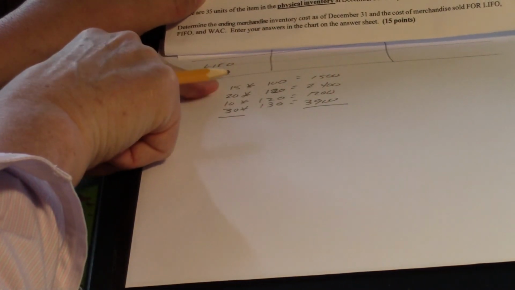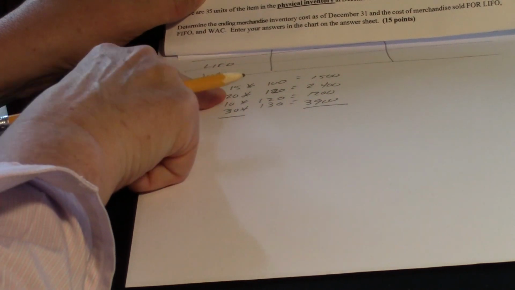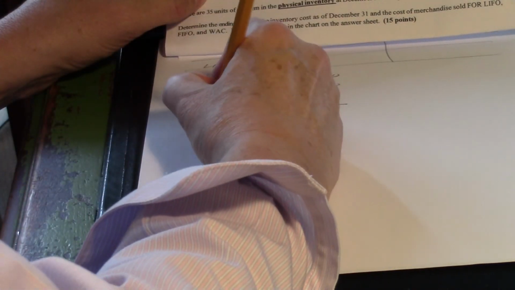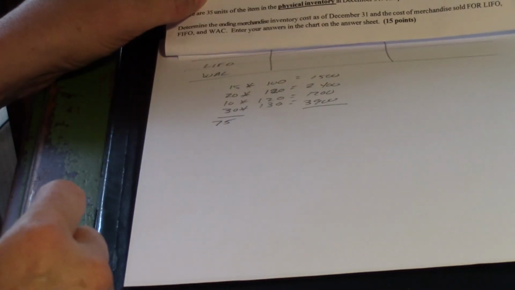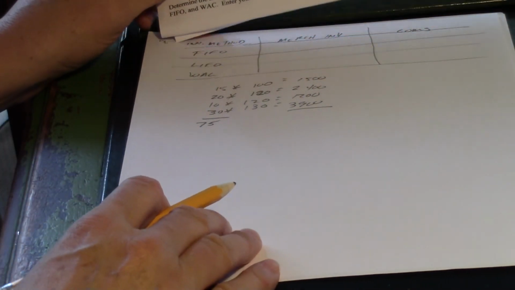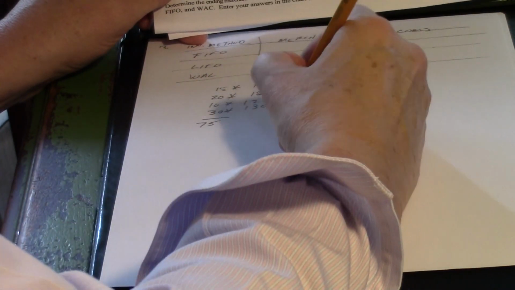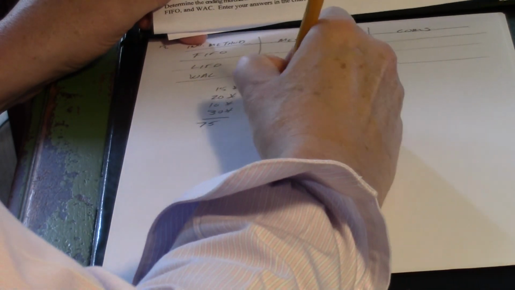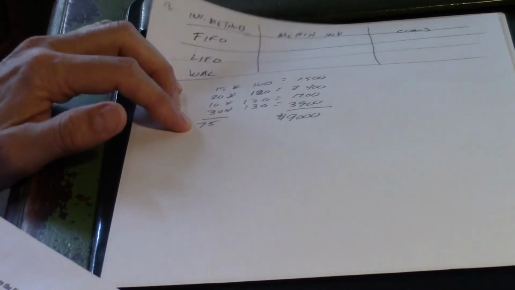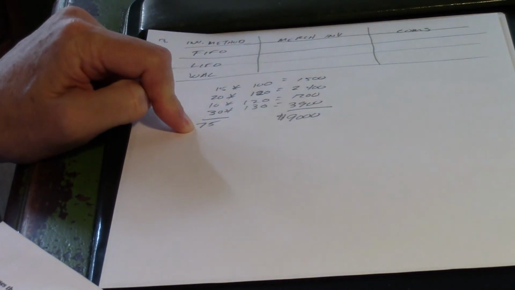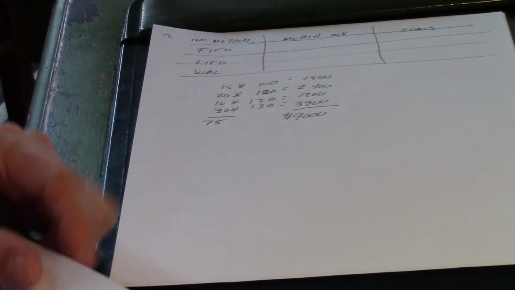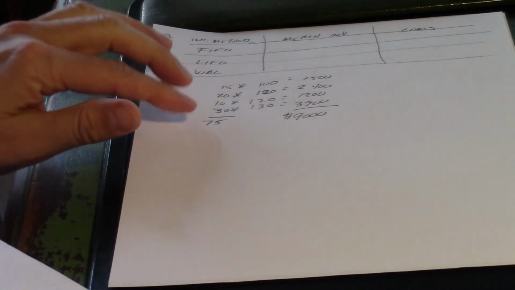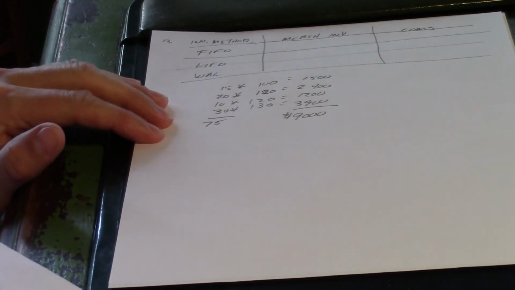So this is the units: 15, 20, 10, and 30 means that we had available for sale 75 units. And if you add these all up, that means we had 9,000. Those 75 units cost us $9,000. So this is what we call merchandise available for sale.